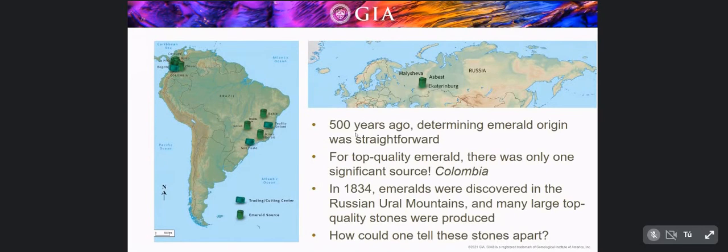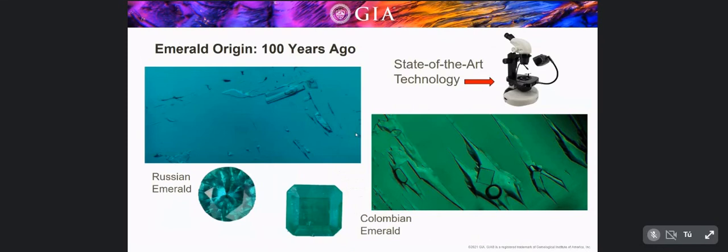So all of a sudden, 150 years ago, you're a gemologist and someone hands you a very fine emerald to distinguish its geographic origin. You've got two choices. It might have been Colombia or Russia. So what would you have done? 150 years ago, you would have turned to the state-of-the-art technology at that time, and that would have been a microscope.